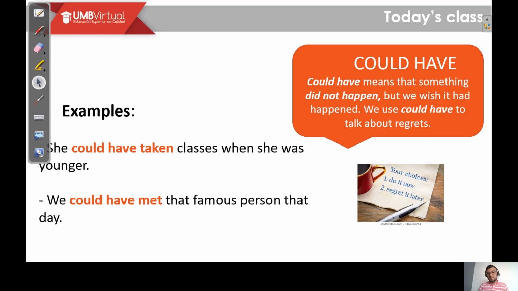El primero es debería, ¿sí? Should have. El segundo es más fuerte, might have, debió. Y este tercero, could have, es podría haber tomado, podría haber ido, podría haber something. The examples: she could have taken English classes when she was younger. We could have met that famous person that day.